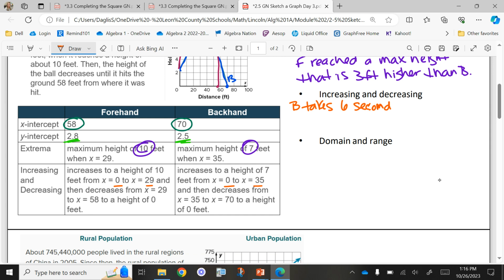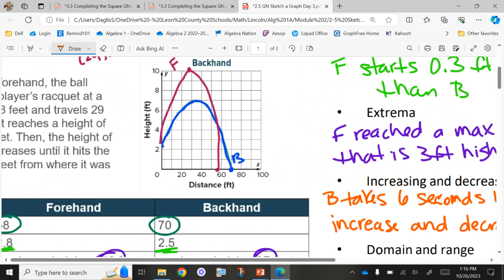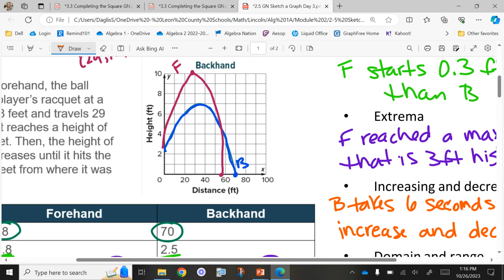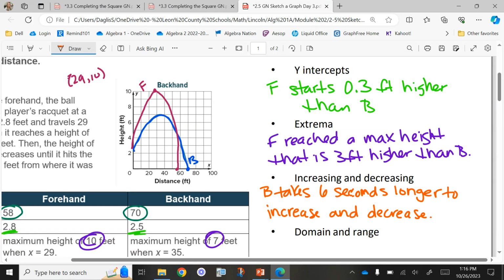So our backhand takes 6 seconds longer to increase and decrease. Makes sense, right? Look at my blue graph up here. See how it's wider? So that shows it took longer to reach those spots. Okay, so B takes 6 seconds longer to increase and decrease.